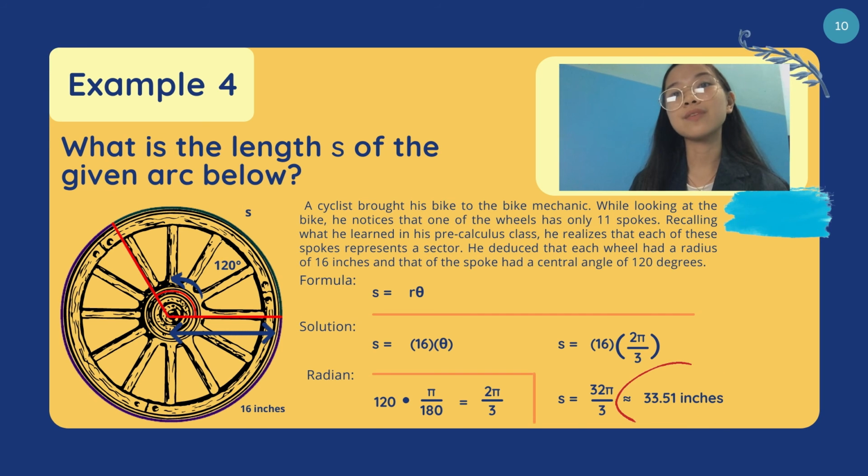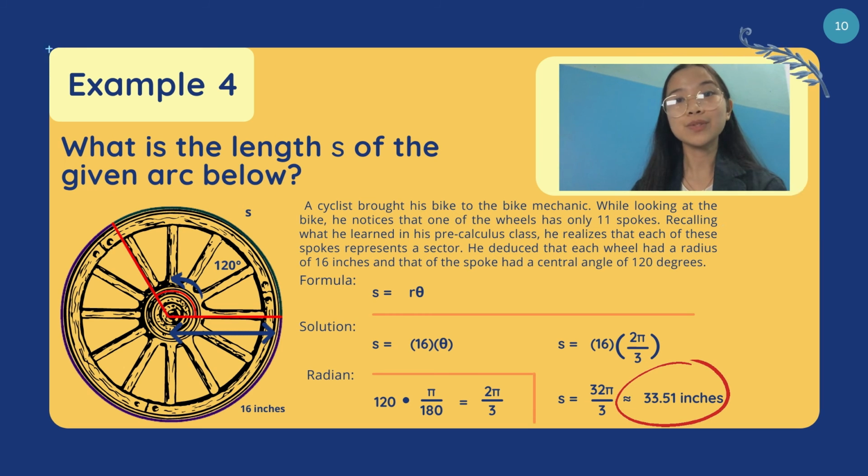By using the radian formula once again, length equals r multiplied by theta, we substitute 16 inches for r as stated in the given. Then, convert 120 degrees into radians by multiplying 120 by pi over 180, which equates to 2 pi over 3. We then multiply 16 by 2 pi over 3 to get 32 pi over 3 and get the approximate value of 33.51 inches.